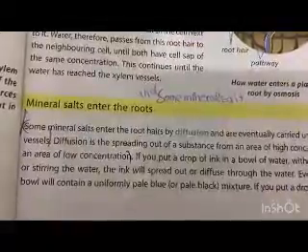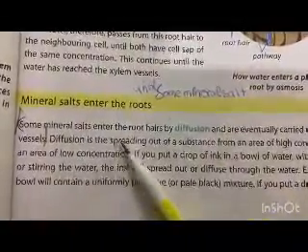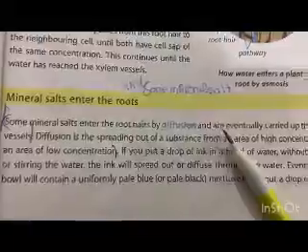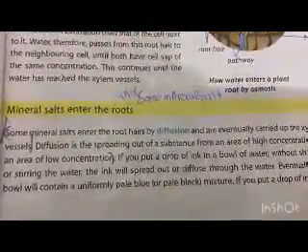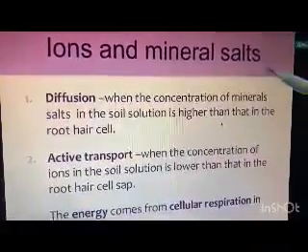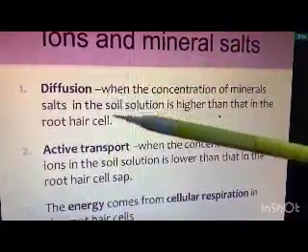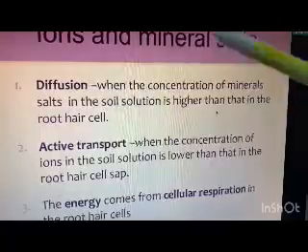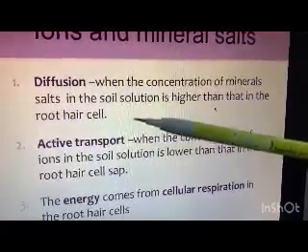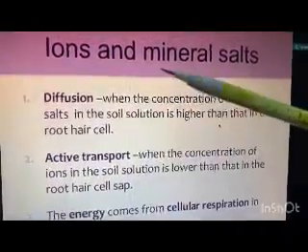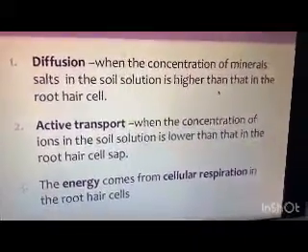Mineral salts enter the root. Some mineral salts enter the root hairs by diffusion and are eventually carried by the xylem vessels. In the lecture, ions and mineral salts: diffusion. When the concentration of mineral salts in the soil solution is higher than that in the root hair cell, this process is called diffusion. Then there is active transport and the energy.